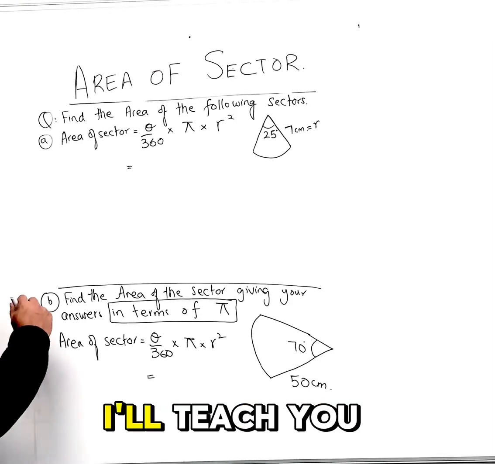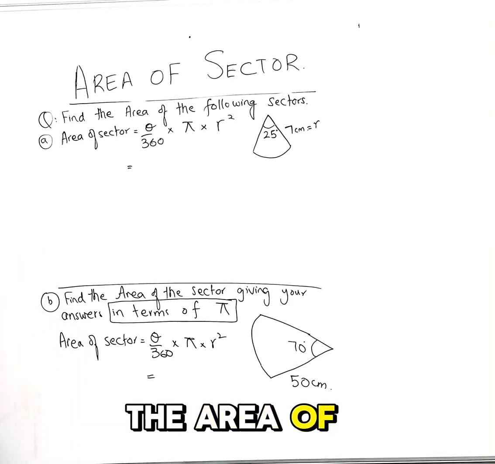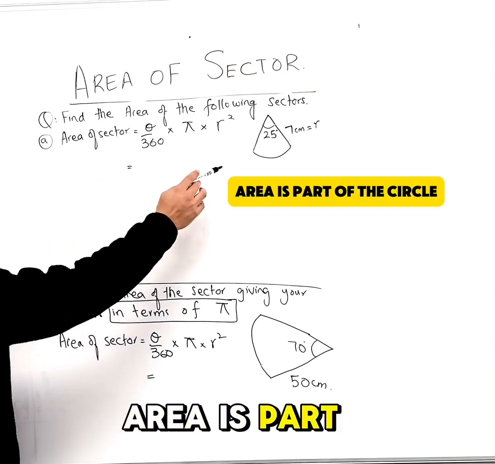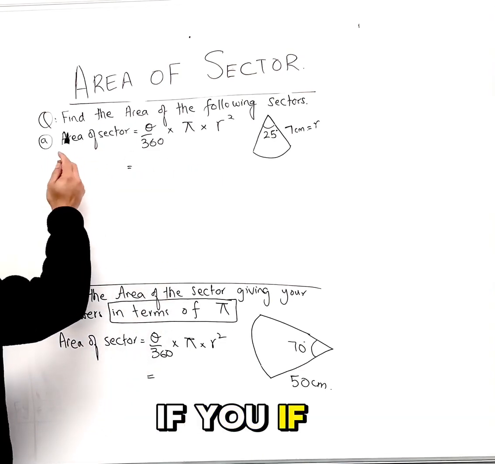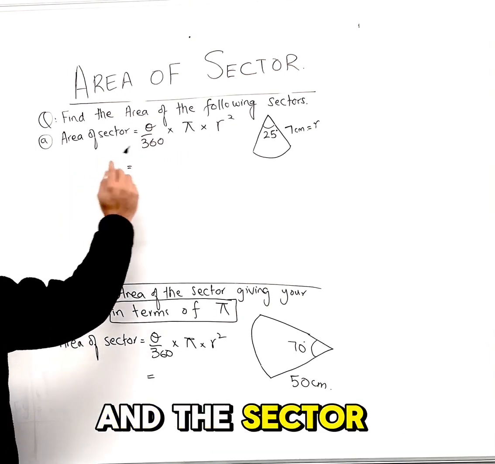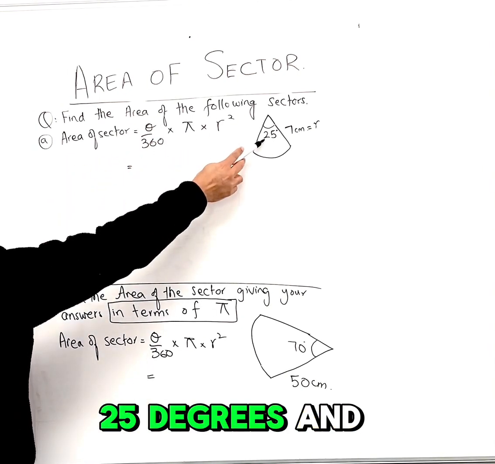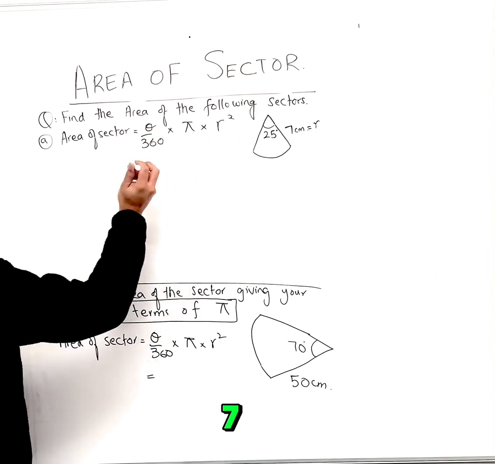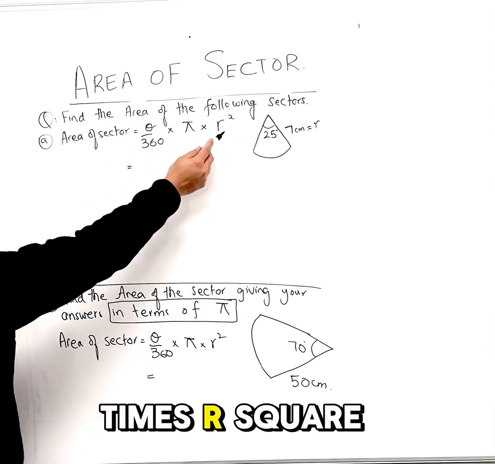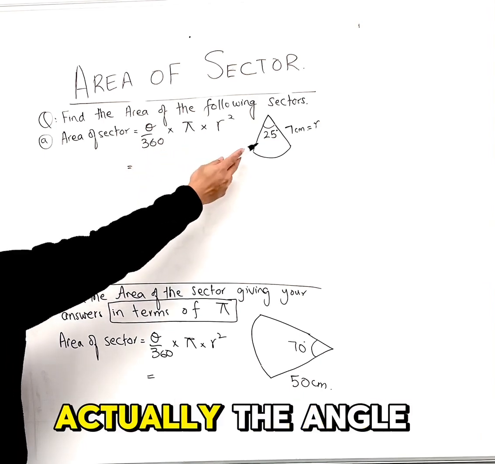Right guys, so in this video I'll teach you how to calculate the area of the sector. So the first thing you need to know is area is part of a circle. If you've been given a question that says find the area of the following sectors, and the sector has the angle 25 degrees and the radius is 7, the formula is theta over 360 times pi times r squared, where theta is actually the angle.